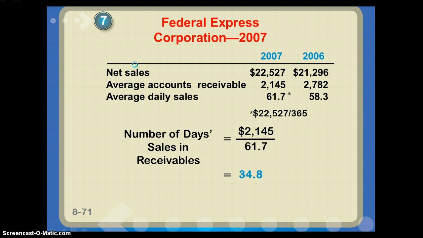We want the average days sales in receivables to be small. We don't want a bunch of sales being tied up in receivables. We want sales to be cash. So the smaller the number, the better. Looking back at 2006, it was 47.7. In 2007, it's 34.8. This shows that we're improving on collecting receivables. Our sales stay receivables for fewer days and are turned into cash more quickly.